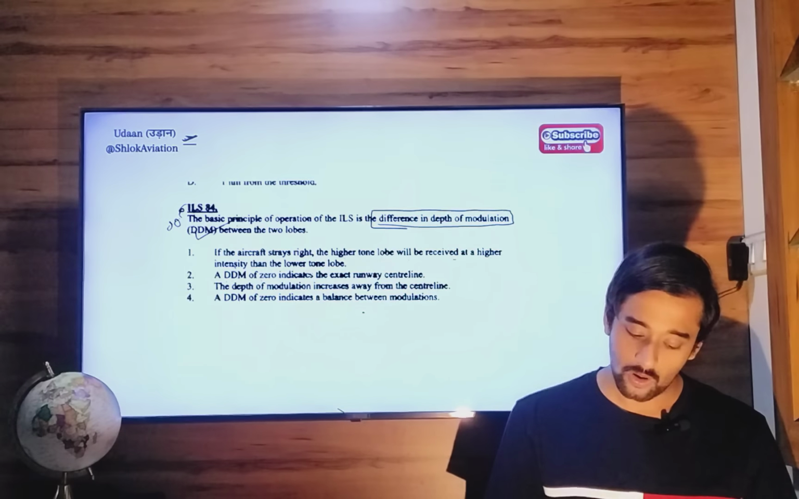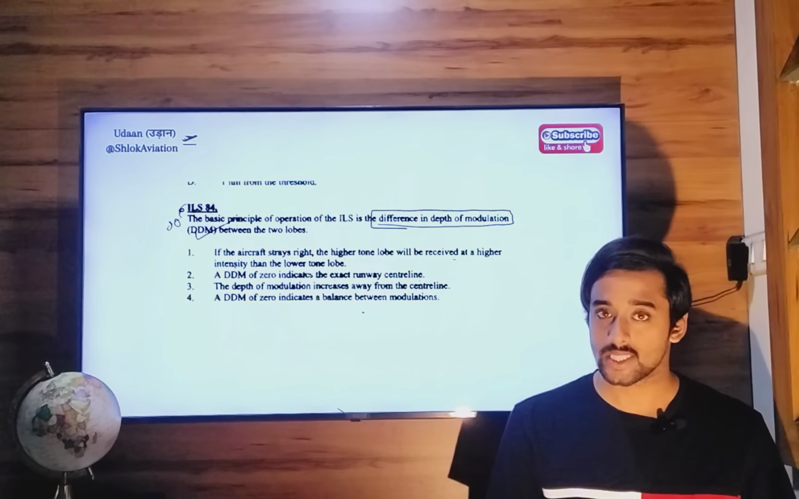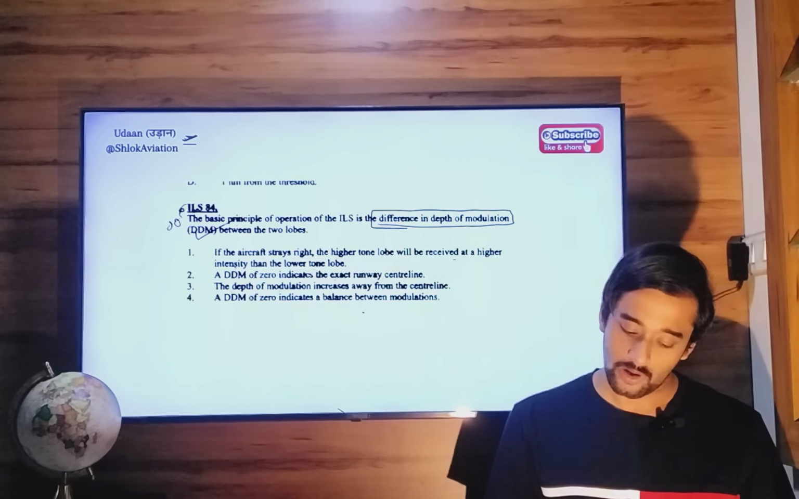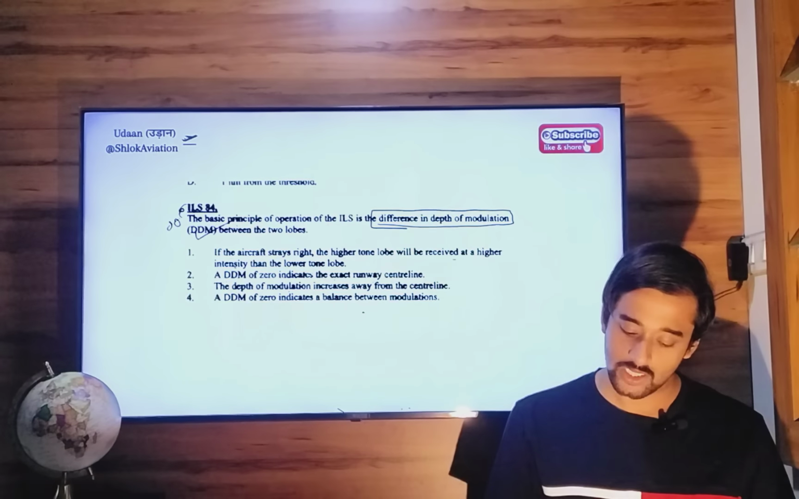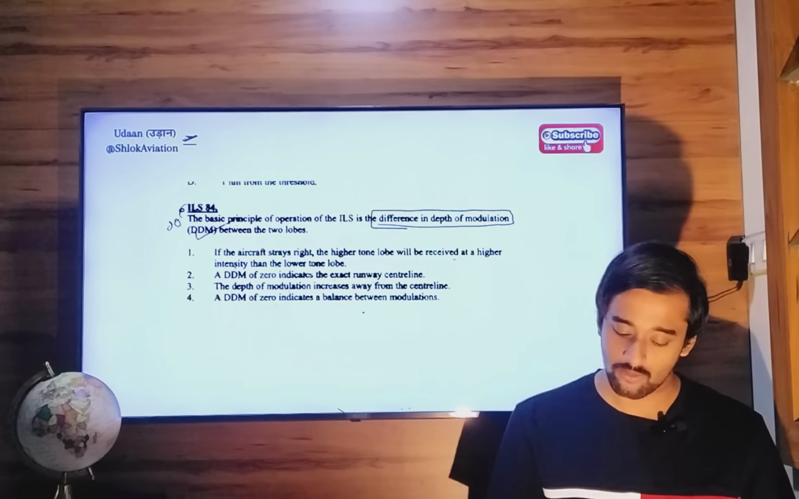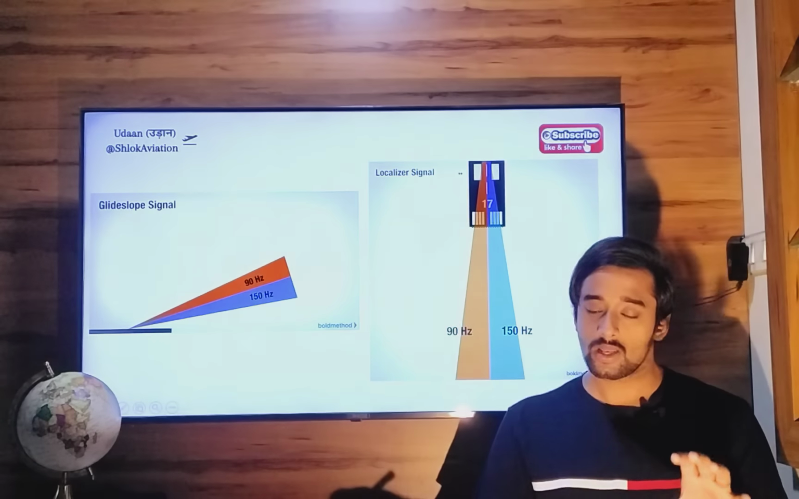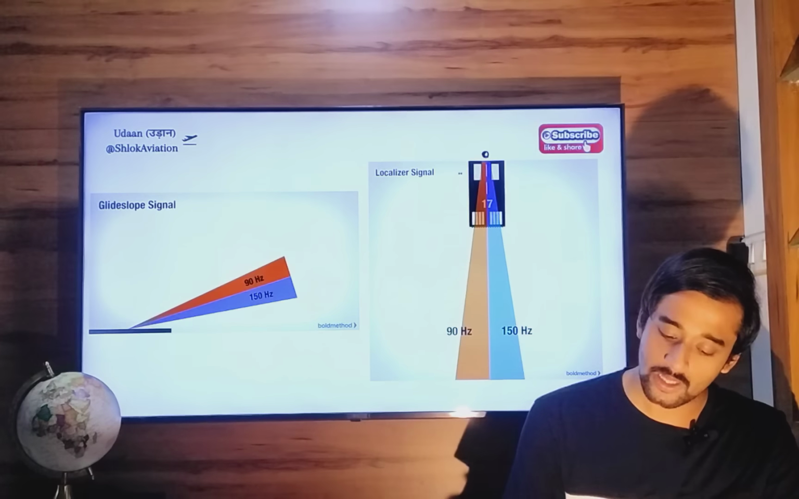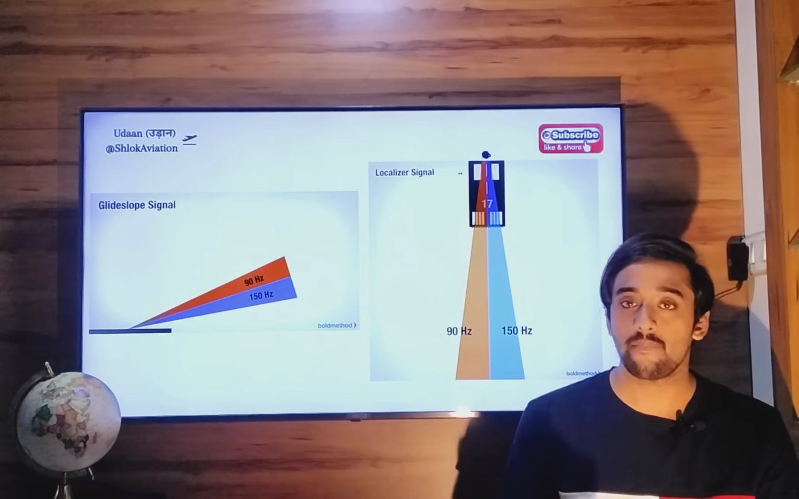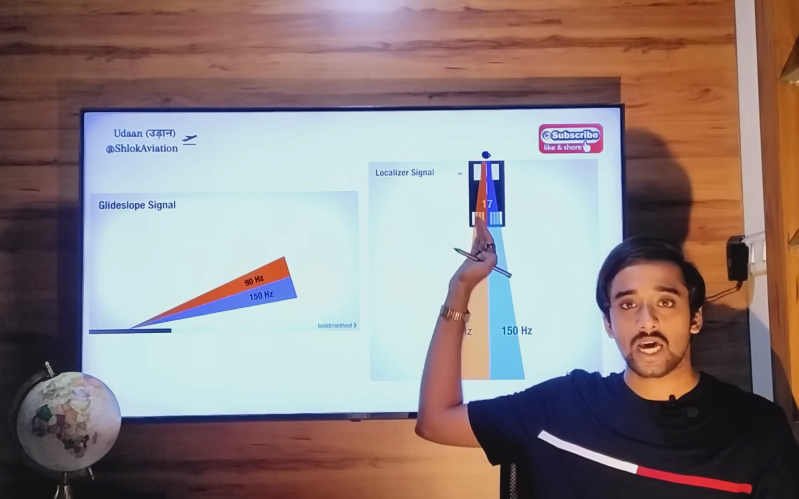A DDM, or difference in depth modulation, of 0 indicates the exact runway centerline. The depth of modulation increases away from the center line. A difference in depth of modulation of 0 indicates a balance between modulations. Now let's look at the localizer first. Your localizer antenna is located on the opposite end of the approach end of the runway, meaning you are approaching the runway from this direction.